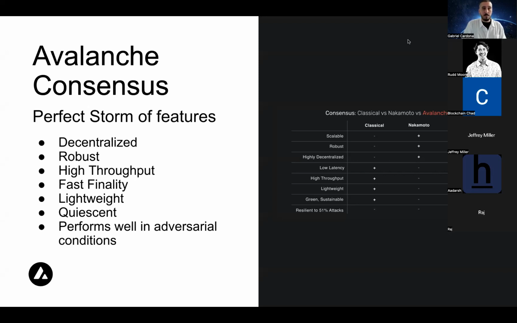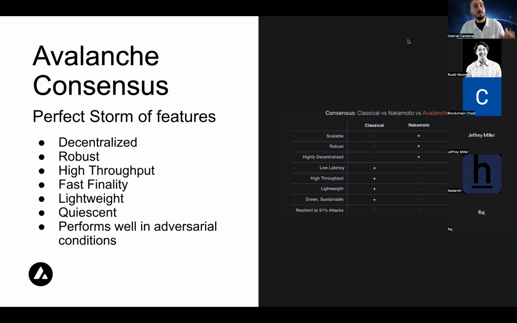So as I mentioned, Bitcoin only does a handful of transactions per second. Of course, I am aware of second layer solutions such as the Lightning Network and so on. I'm referring to the layer 1 Bitcoin protocol and network with regards to this particular slide. And Bitcoin, or Nakamoto Consensus, is not lightweight or green. As I mentioned, Bitcoin burns more energy each day than some nation states. And lastly, Nakamoto Consensus performs okay in adversarial conditions up to the famous 51% attack.